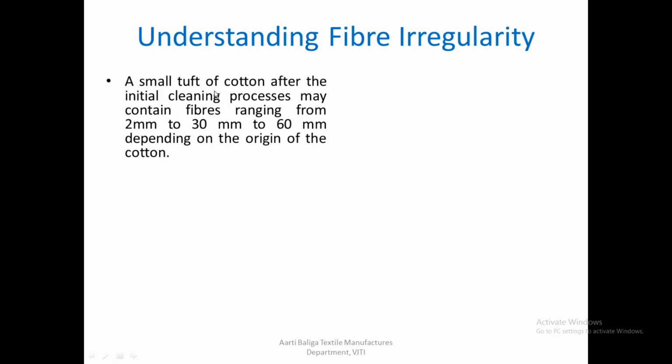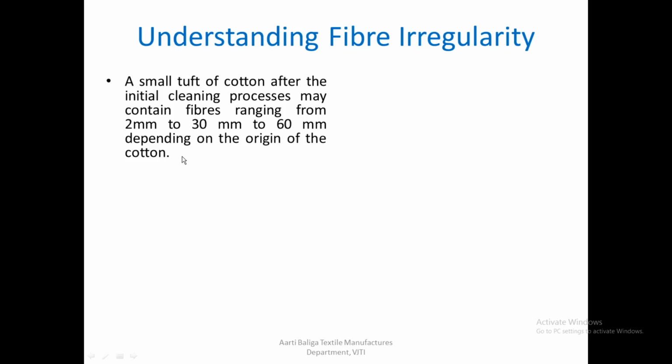If you see a small tuft of cotton after the initial cleaning process, that is after blow room and card, and you start measuring the fiber lengths, you will see that the fibers range from approximately 2 mm. There will be some fibers which are 30 mm, and in between the entire range, and they might even go up to 60 mm. So in a small tuft you will find all the fibers ranging from 2 mm to 60 mm, depending on the origin of the cotton.